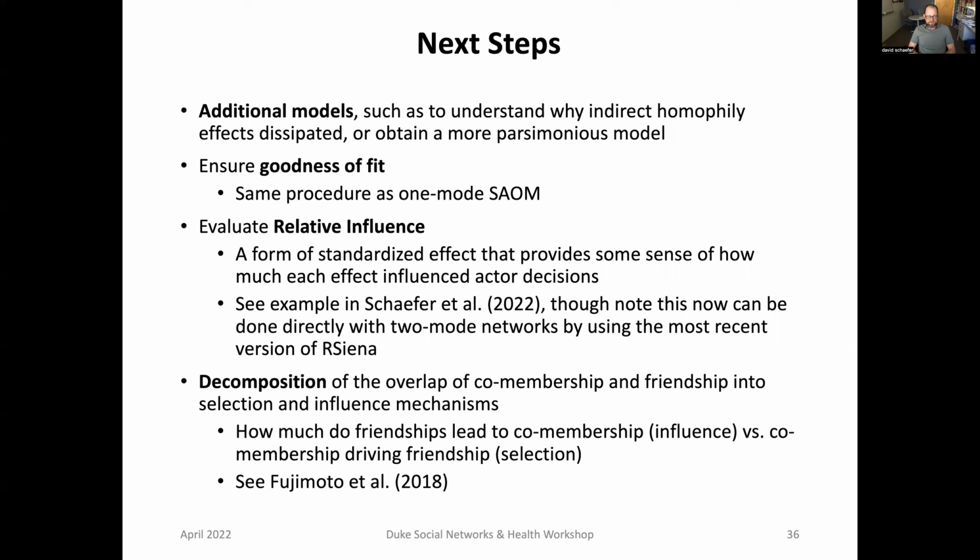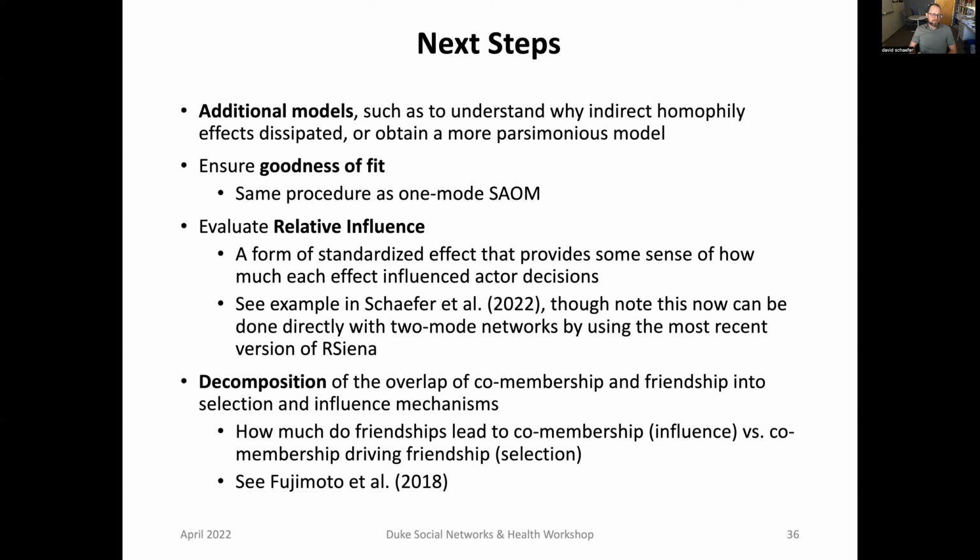There's an example in a paper in Social Networks from 2022 that does this. It's now built into RSiena for two-mode networks, making it much easier. I talk about it in more detail there, but this can give a sense of, again, whether certain kinds of selection mechanisms are more important in driving change than others.